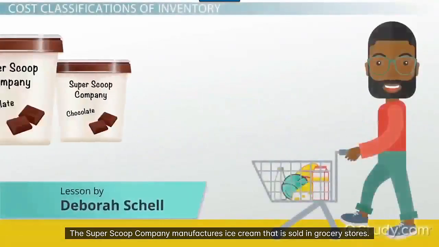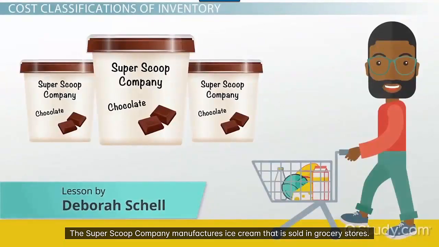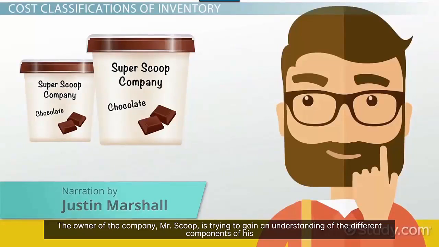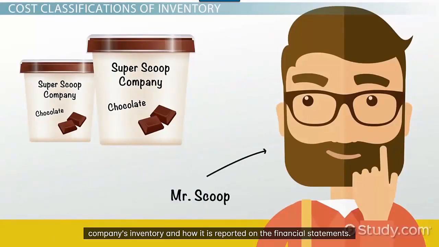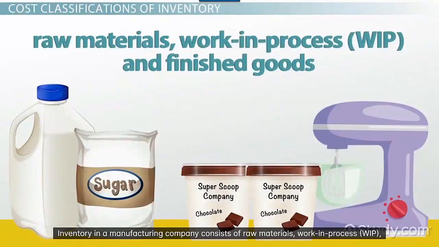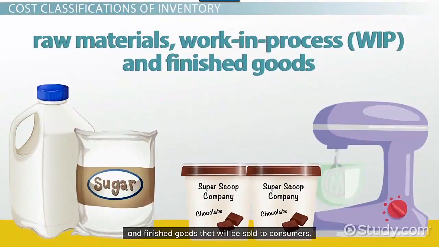The Super Scoop Company manufactures ice cream that is sold in grocery stores. The owner of the company, Mr. Scoop, is trying to gain an understanding of the different components of his company's inventory and how it is reported on the financial statements. Inventory in a manufacturing company consists of raw materials, work in process, also referred to as WIP, and finished goods that will be sold to consumers.